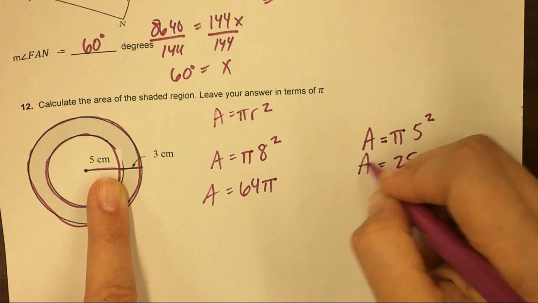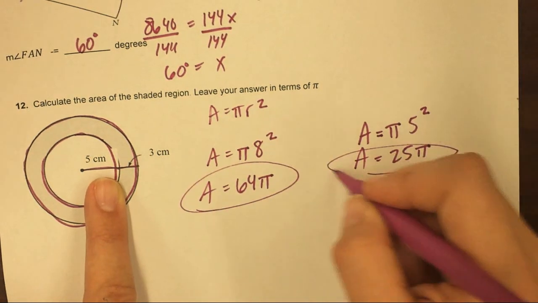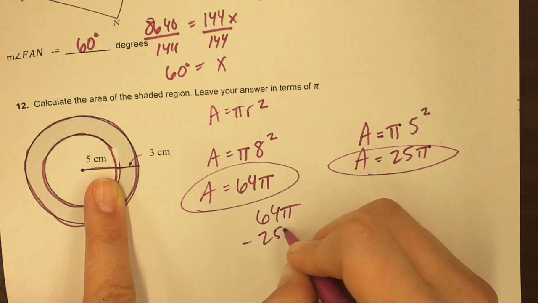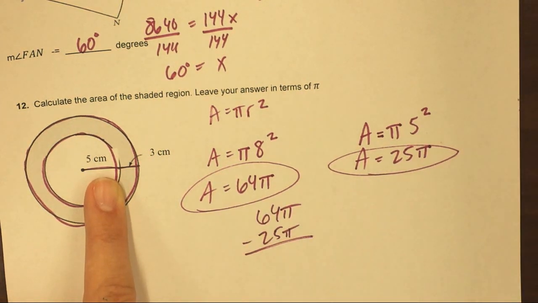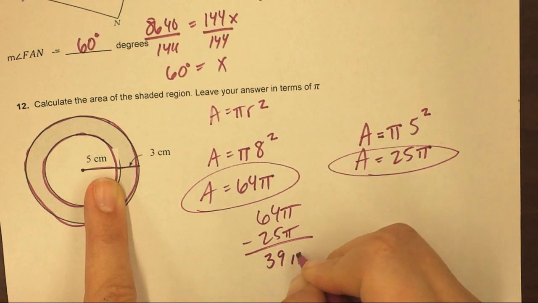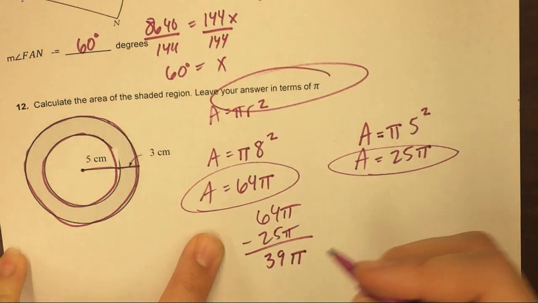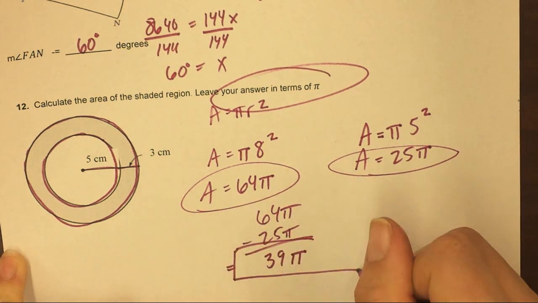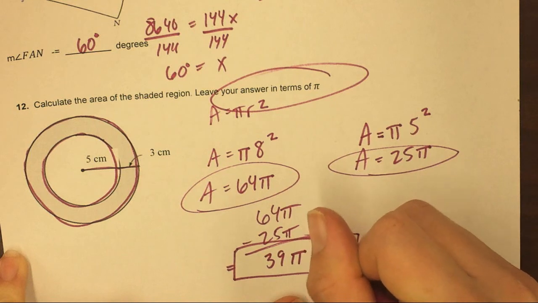So we're going to take the large one, subtract the small one. 64 pi minus 25 pi is what? 39 pi. And they say to leave your answer in terms of pi, which is great. So your answer is 39 pi centimeters squared.